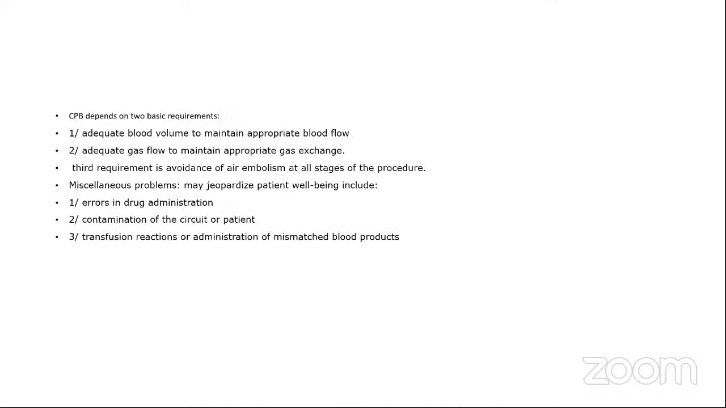Cardiopulmonary bypass depends on two requirements for maintenance: adequate blood flow volume to maintain adequate flow, and also adequate gas flow to maintain appropriate gas exchange. The third is not really a requirement, it's avoidance of air embolism in all stages and all procedures.